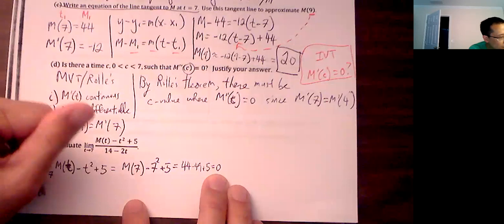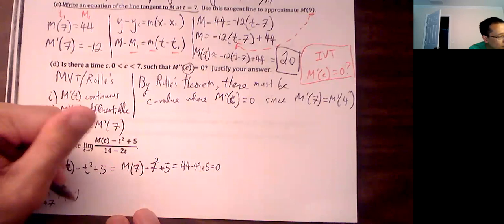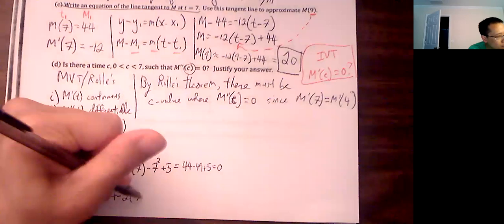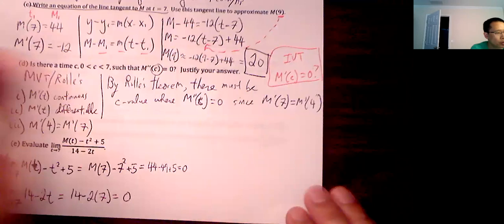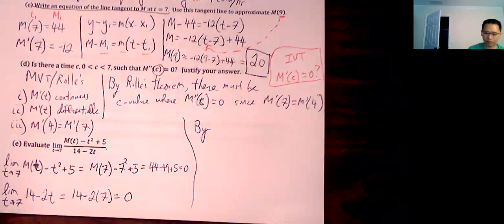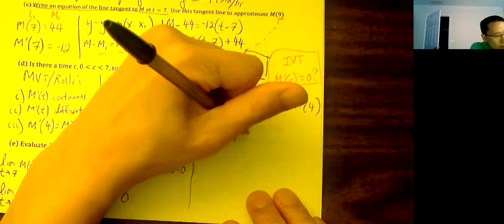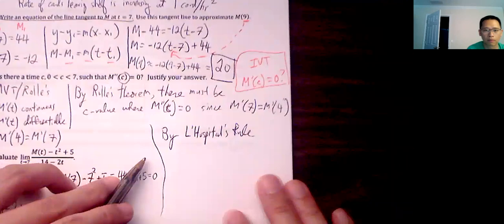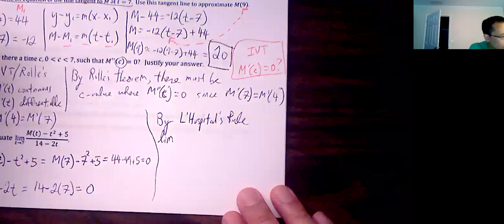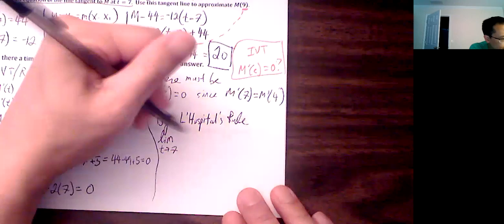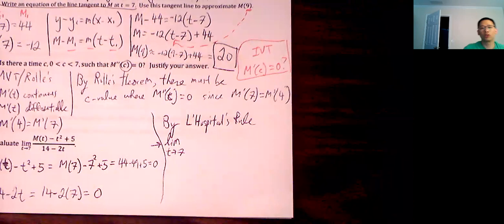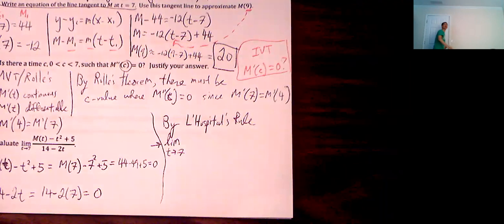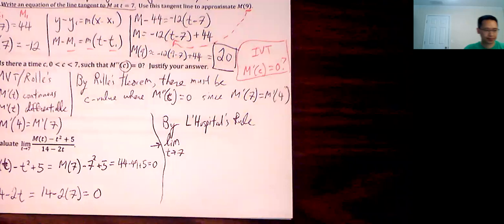So now I'm going to separately test the limit of the denominator. And just like what we suspected, we get 0 over 0. I'm not going to write 0 over 0 though, I'm just going to write by L'Hopital's. And I'm going to go ahead and just find the derivative of my numerator and denominator expression.